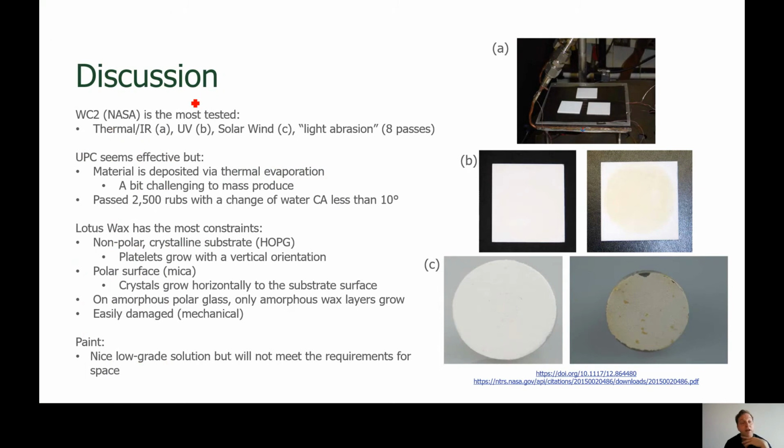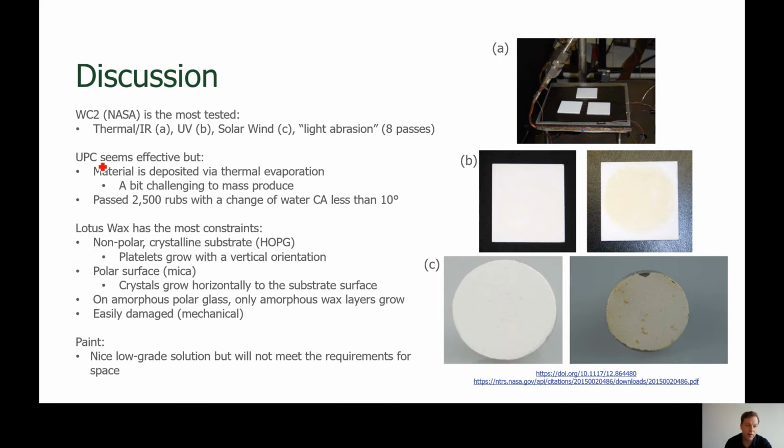So continuing the discussion, it's not surprising that the WC2 from NASA is the most tested. They did thermal testing, UV testing, and solar wind testing. They also did a light abrasion, with a 2-pound force cheesecloth passed over it 8 times. The contact angle drops by about 3 degrees over 8 passes, as compared to the UPC, where they rub a different wet cloth onto the material, and the change in the water contact angle is less than 10 degrees.